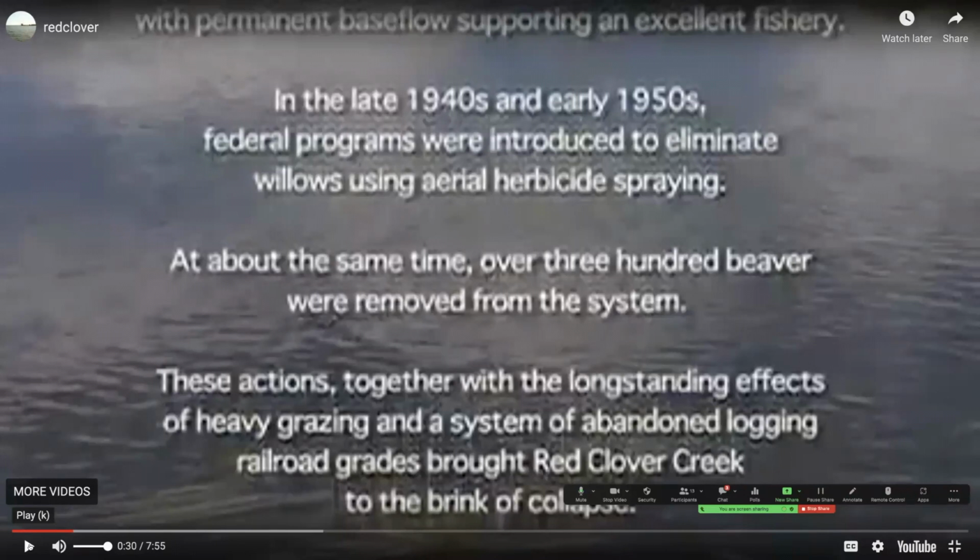At about the same time, over 300 beaver were removed from the system. The beaver were there doing their work. What do beavers do? They protect themselves from predators by building dams. And because they are amphibious, they hide in the water. Typical mammals cannot really pursue them below water. So that's how they hide.